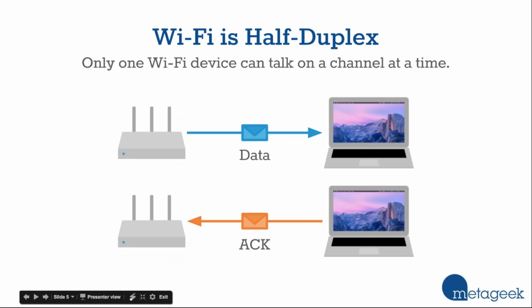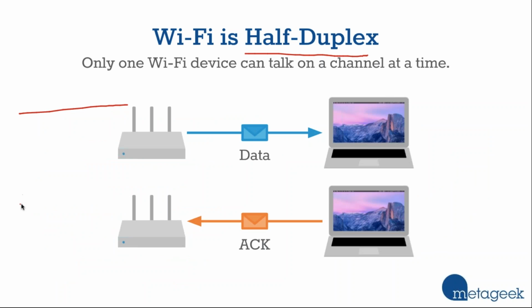So let's get started. The first thing that we need to talk about is the half-duplex nature of Wi-Fi. What does half-duplex mean? I'm sure that all of us are familiar with an Ethernet cable, and with an Ethernet cable, we can send traffic in multiple directions at the same time on the same cable, thanks to multiple twisted pairs of copper inside the cable.